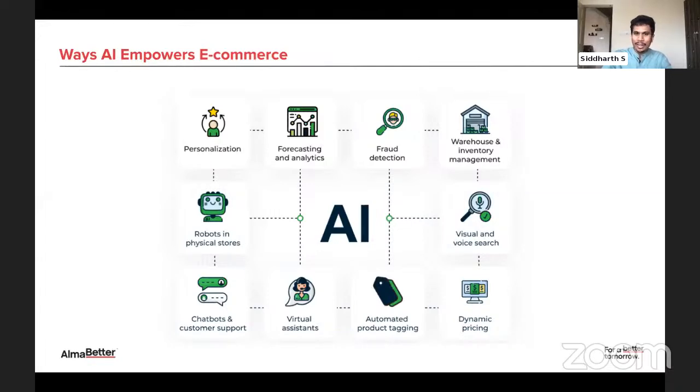So these are all frauds, and just imagine how much loss companies would incur because of this. I'm sure we all know some people who would do these kinds of frauds, right? So how do we detect frauds using AI? And then let's talk about forecasting and analytics.